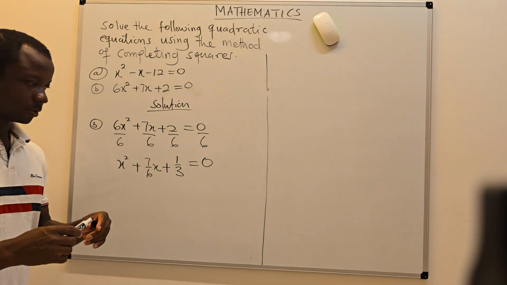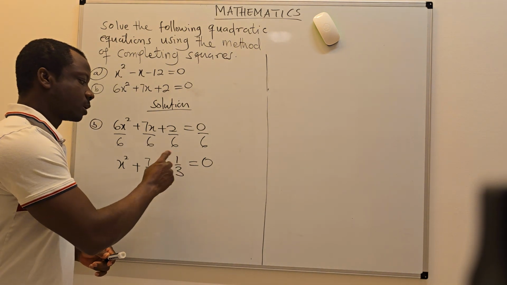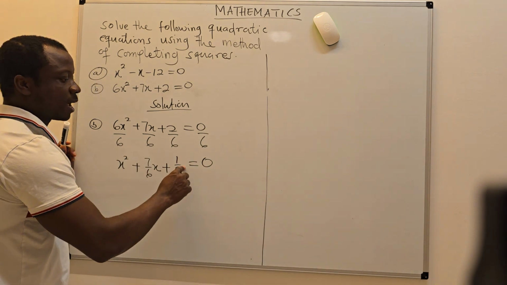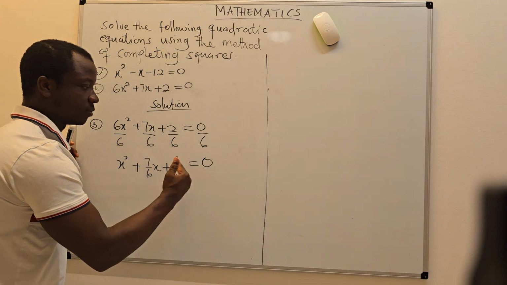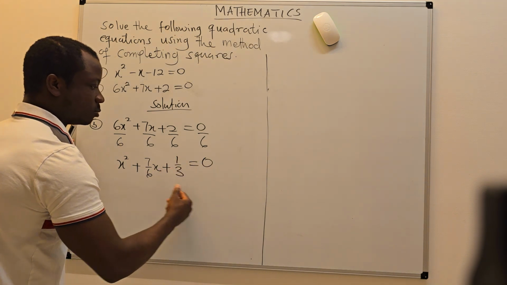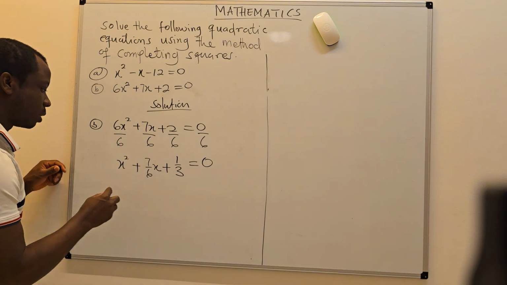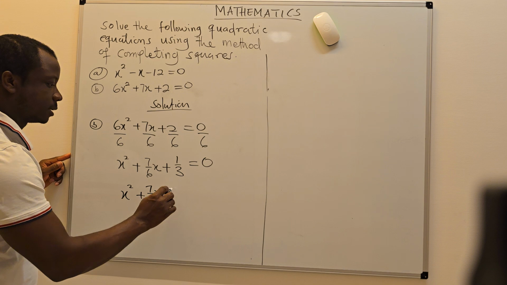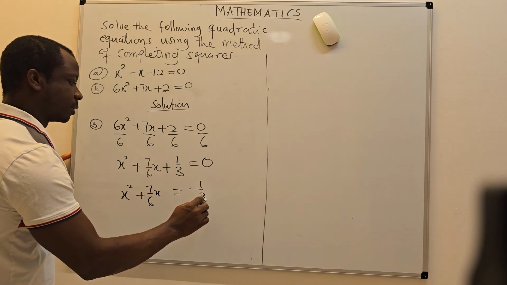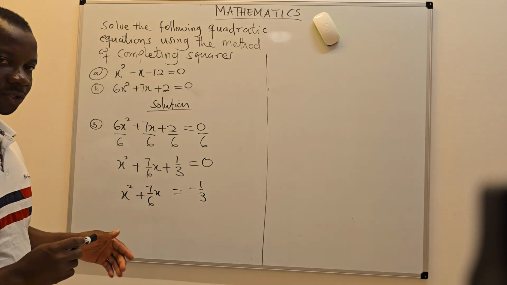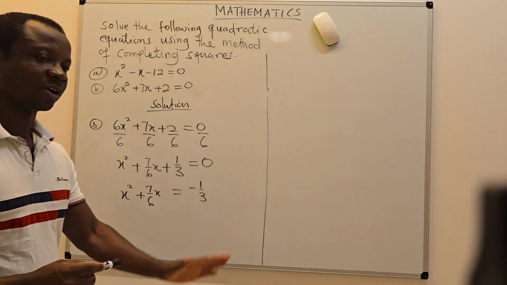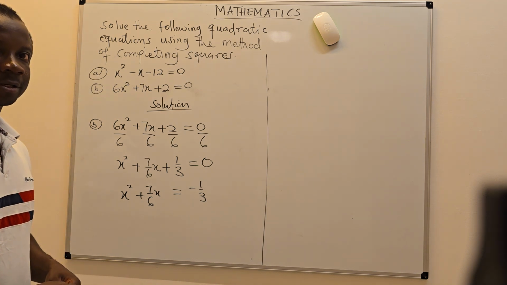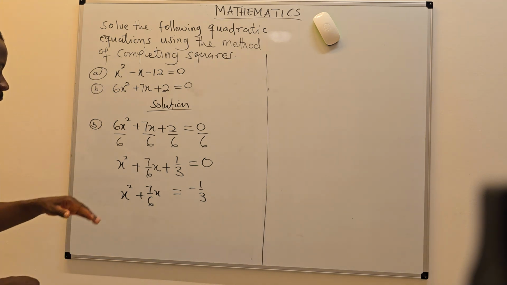Now, that's the first step. I'm going to move our positive 1 over 3 to the right side of the equation. In other words, I'm going to subtract positive 1 over 3 from both sides. It's the same as moving it or subtracting it from both sides. So I'm going to have x squared plus 7 over 6 x equal to negative 1 over 3. Please make sure that you focus on your negative sign. If you move it to the right side and you don't consider negating it, it is going to affect your answer at the end. So now we are here.